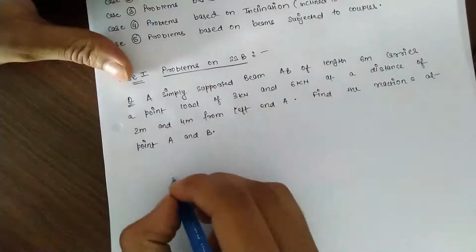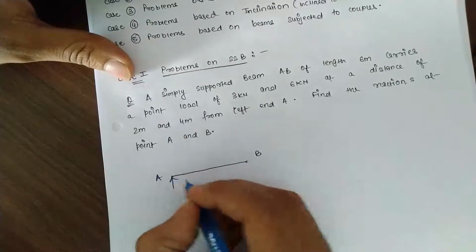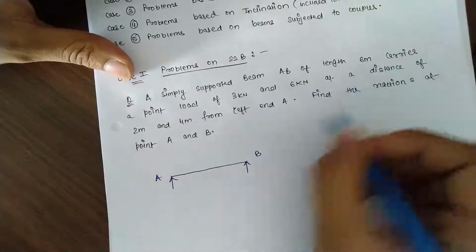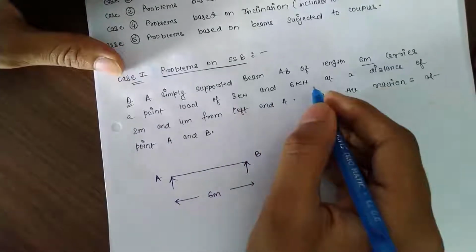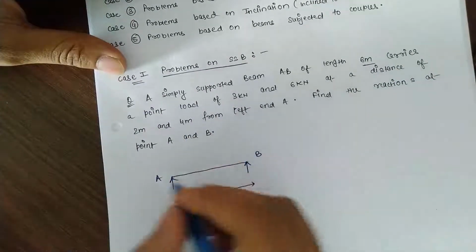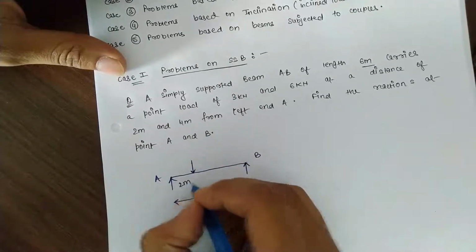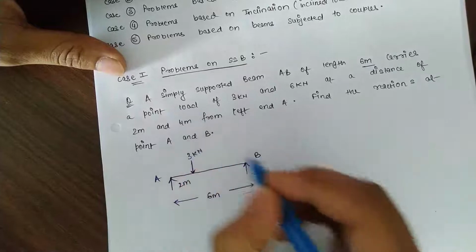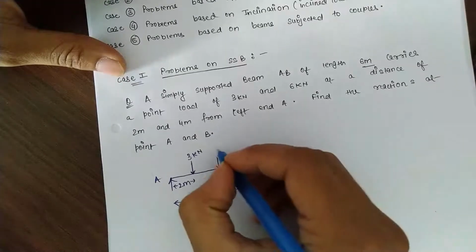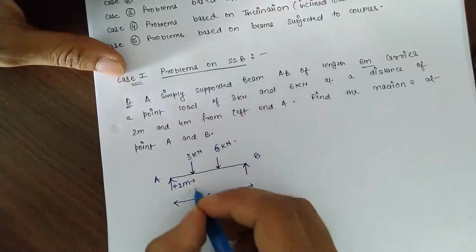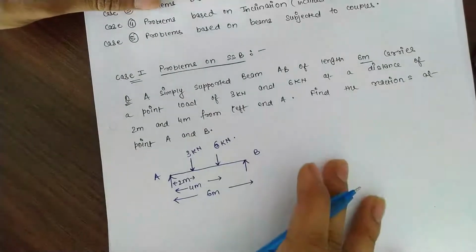So AB, this is A, this is B, it is simply supported. Now it is saying this is of 6 meter, as mentioned in the question, and it carries point loads of 3 kN and 6 kN at a distance of 2 meter and 4 meter from left end A. So this is end A. From here at 2 meter length a 3 kN load is applied, and at 4 meter length a 6 kN load is applied, at a distance of 4 meter from A. So we have to find the support reactions here.